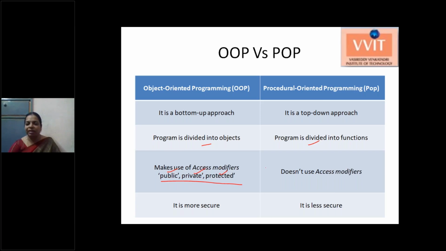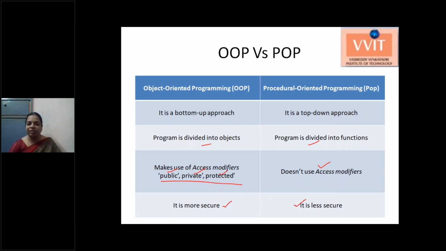In procedural oriented language, there is no facility of access modifiers or hiding of data. Whatever data is there can be accessed by any function, by any part of the program. Here in object oriented programming, we can restrict it so that only some functions can access the data, and other functions are restricted from accessing it. Object oriented programming is more secure than procedural oriented programming.